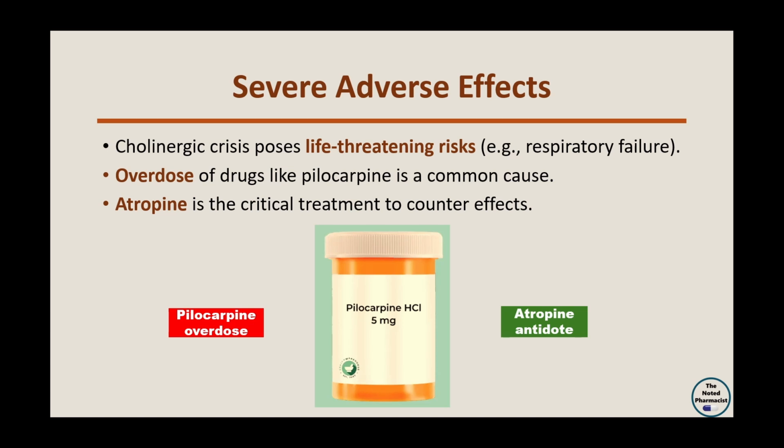This condition occurs from excessive stimulation of muscarinic and nicotinic receptors, often caused by drugs like pilocarpine when overdosed. Rapid administration of atropine, a muscarinic antagonist, serves as the cornerstone of treatment, countering the overwhelming cholinergic activity to stabilize the patient.